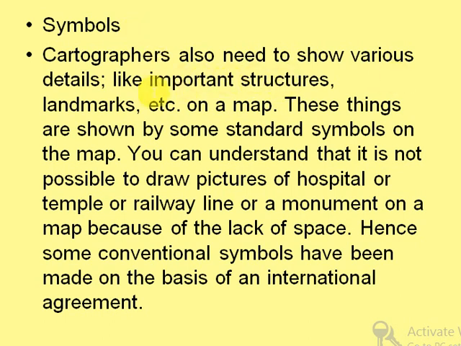So cartographers also need to show various details like important structures, landmarks, etc. on a map. These things are shown by some standard symbols on the map. You can understand that it is not possible to draw pictures of a hospital or temple or railway line or a monument on a map because of the lack of space. Because you are drawing it on a piece of paper. And some conventional symbols have been made on the basis of international agreement.